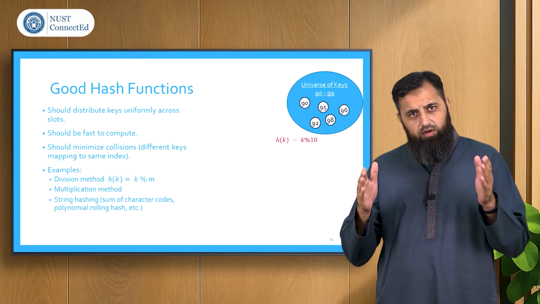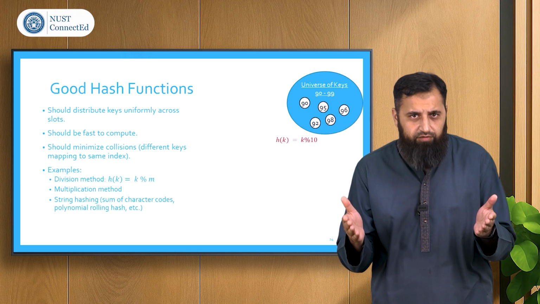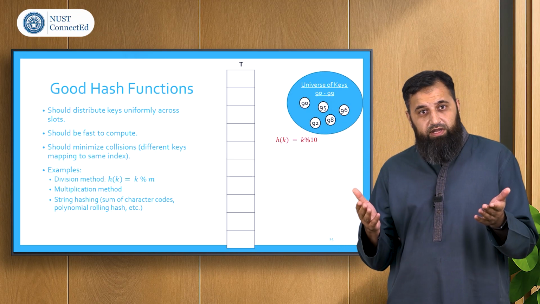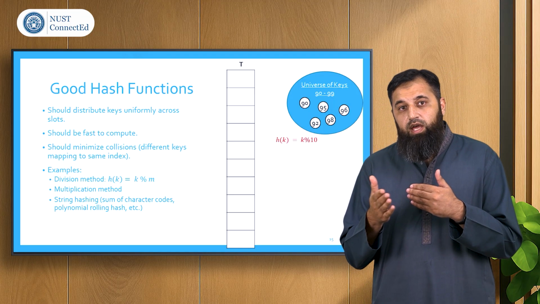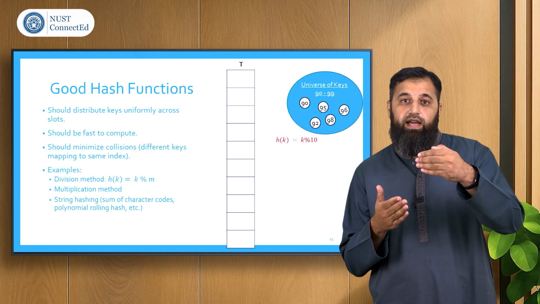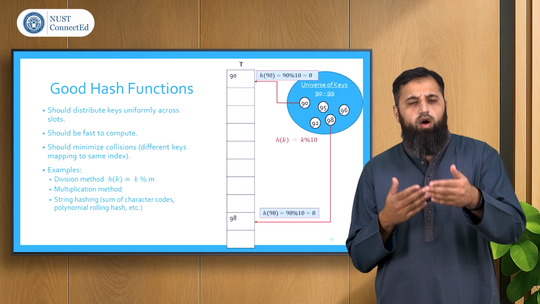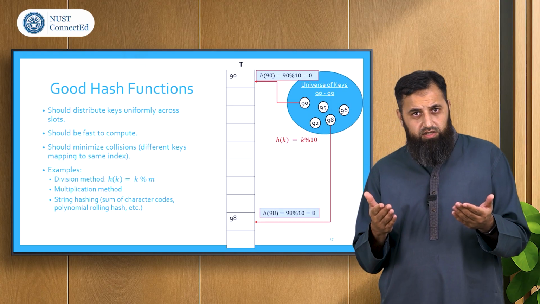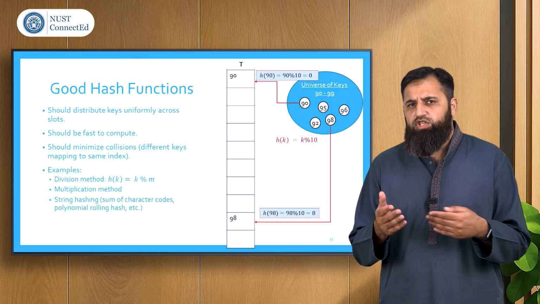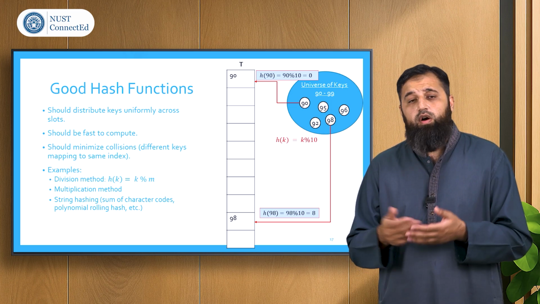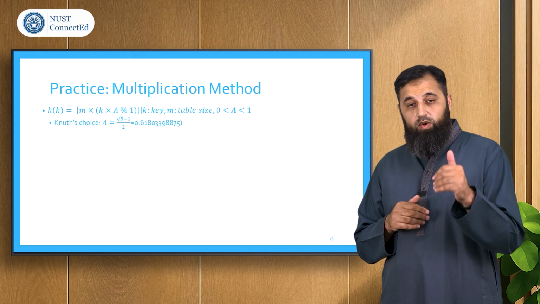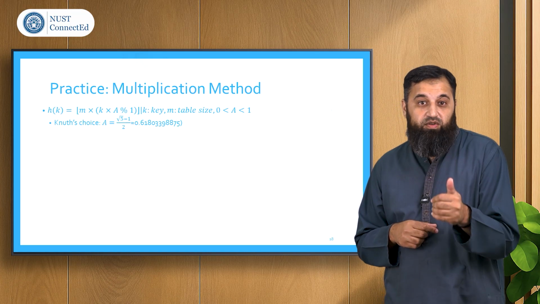Examples of a good hash function include the division method, which is simply to calculate the hash of a key by taking mod with the size of the table. Or there could be the multiplication method or string hashing, which could apply a sum of character codes, polynomial rolling hashing, or some other methodology. Next, we are going to look at the multiplication method.